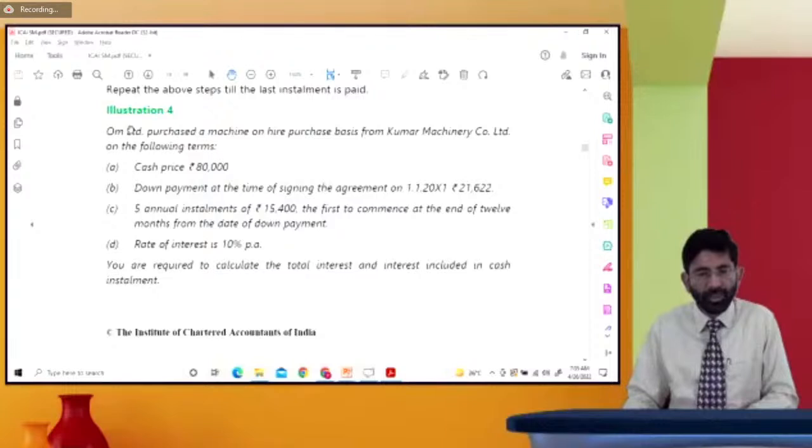Cash price is given to you. Down payment is given to you. First of all, calculate the HP price. How much is the HP price, beta? Send it to me.